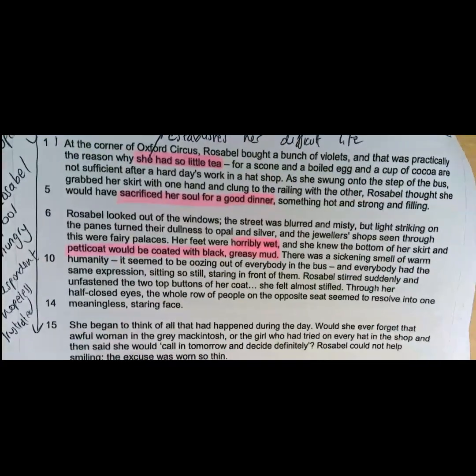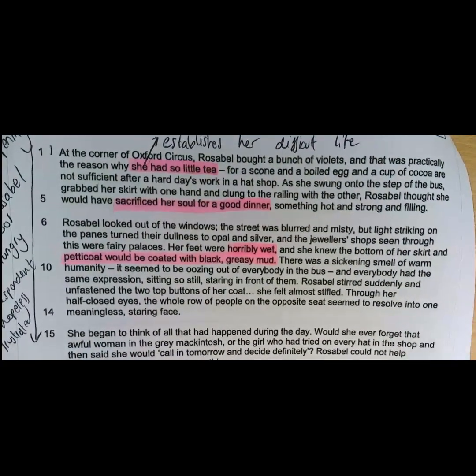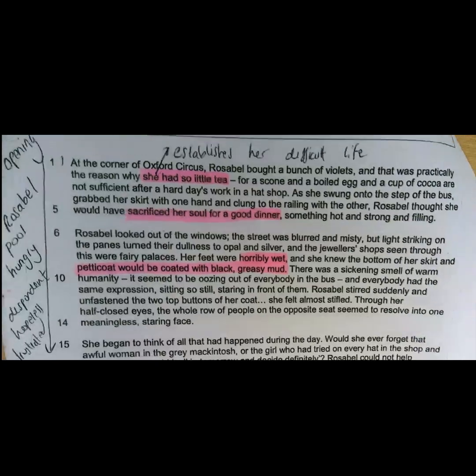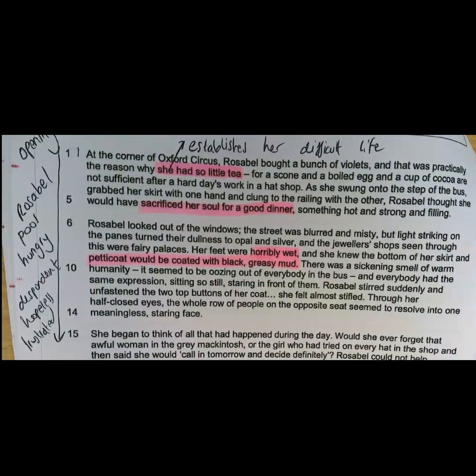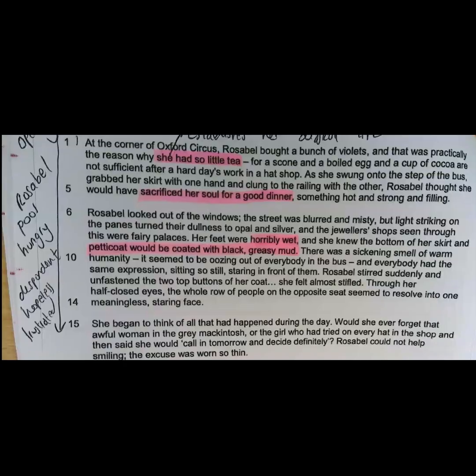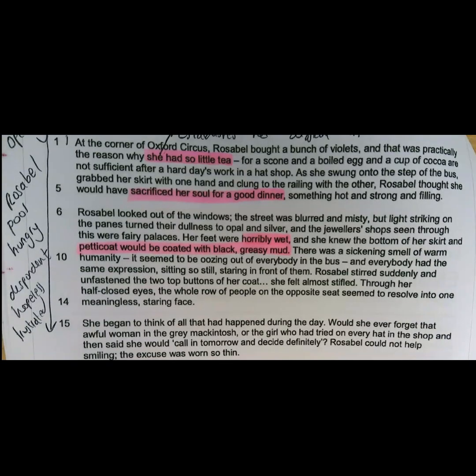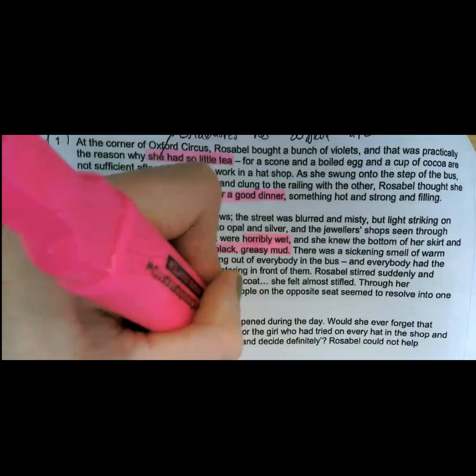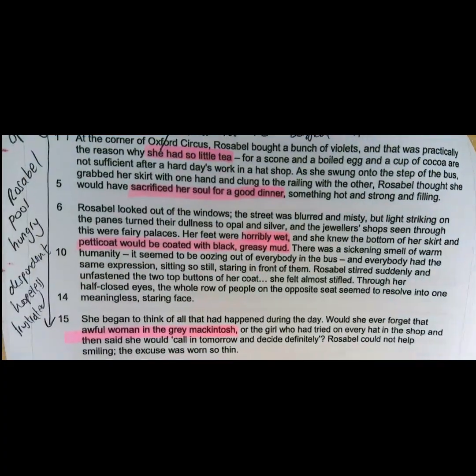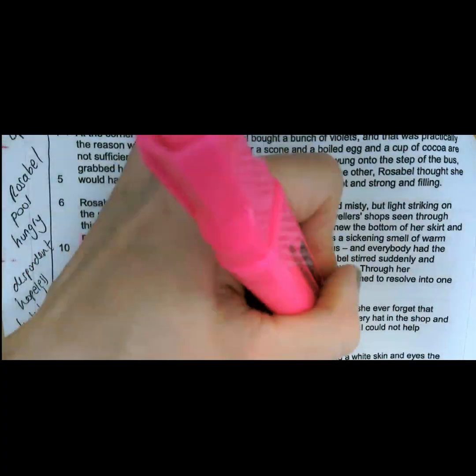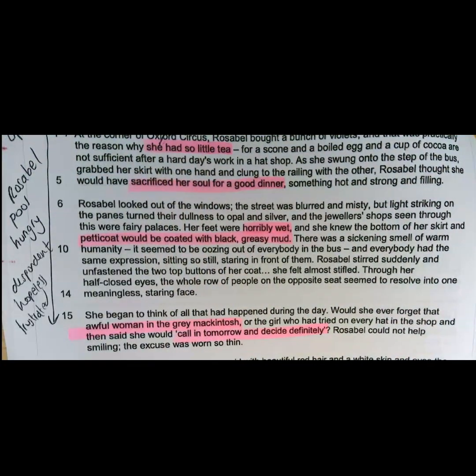So I think there's lots of evidence here I can use to show that at the beginning of the text, the writer wants to make it pretty clear that Rosabel's got a difficult life, that she's not got it easy, that she's a working class girl. She's riding on the bus. And again, here we hear about the awful woman in the grey Macintosh, the sort of woman who says, oh, I'll call in tomorrow and decide definitely. And Rosabel smiles to herself.